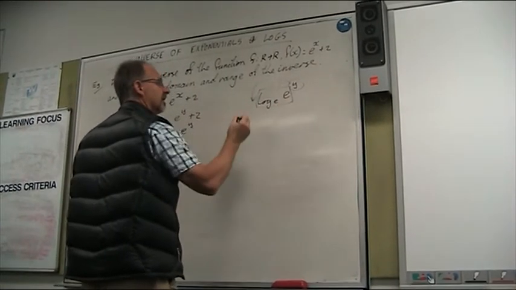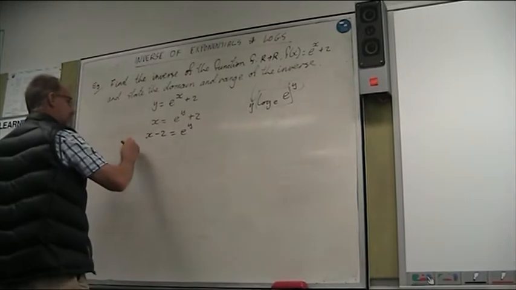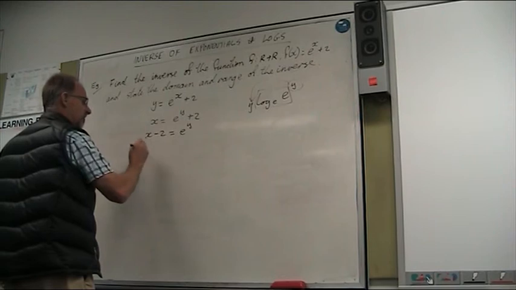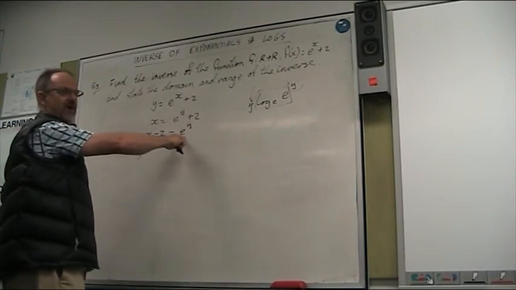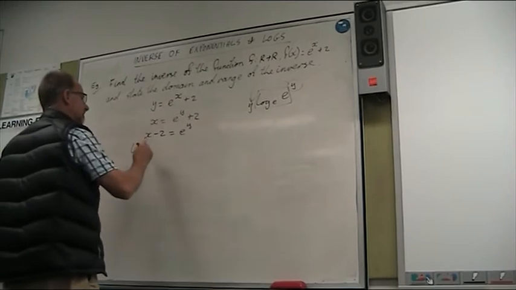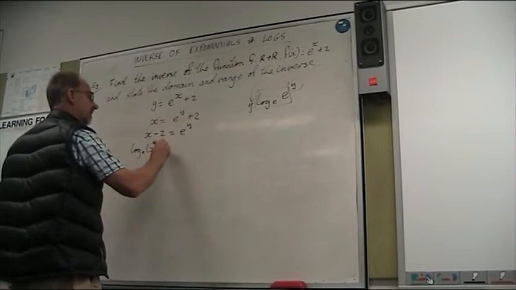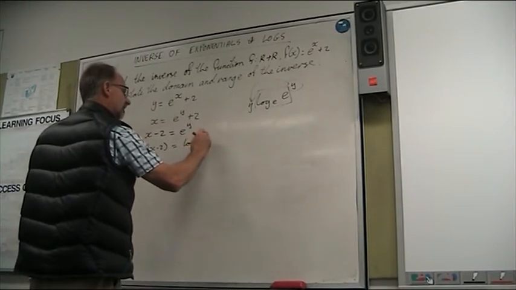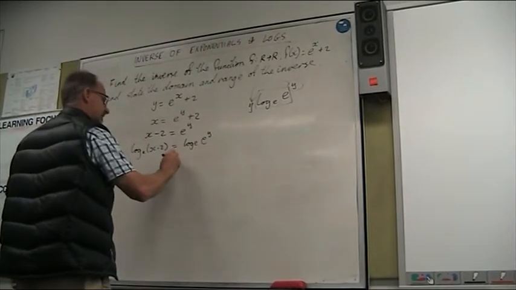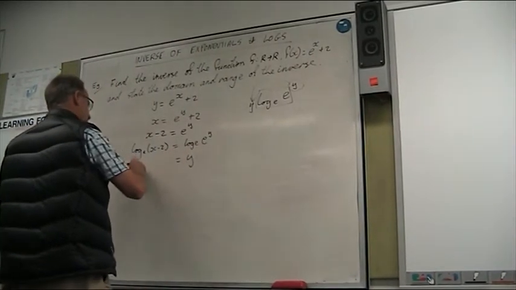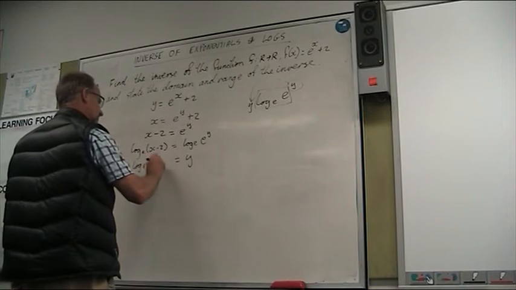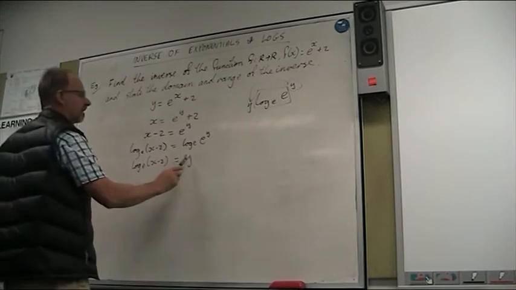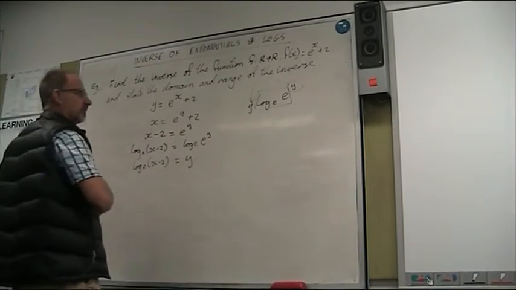So that's what we do. Because that's an e there, that's why we use log base e. If that was a 5 there, we'd do log base 5. So log base e of x minus 2 would be log base e of e to the y, and the y comes down. Of course, we just put this y in here for convenience when we're working it out.